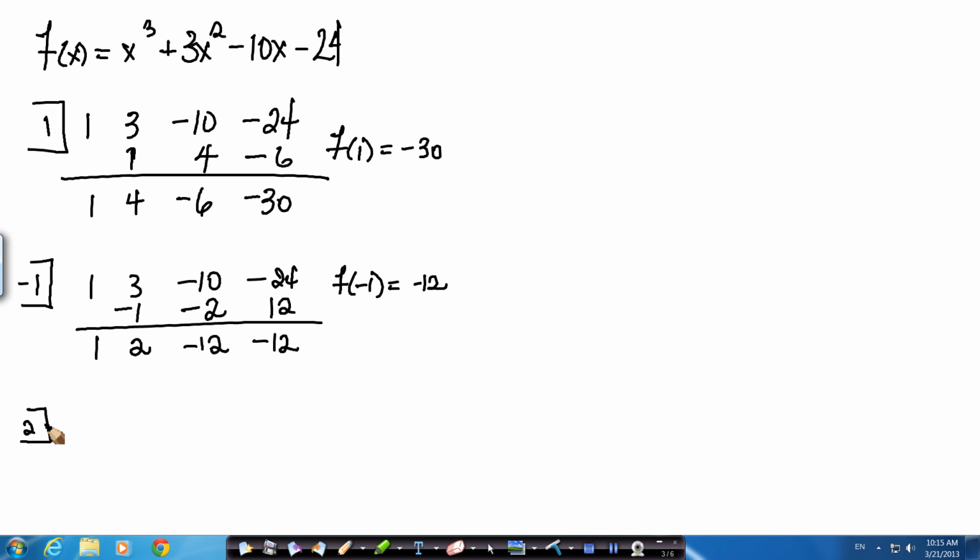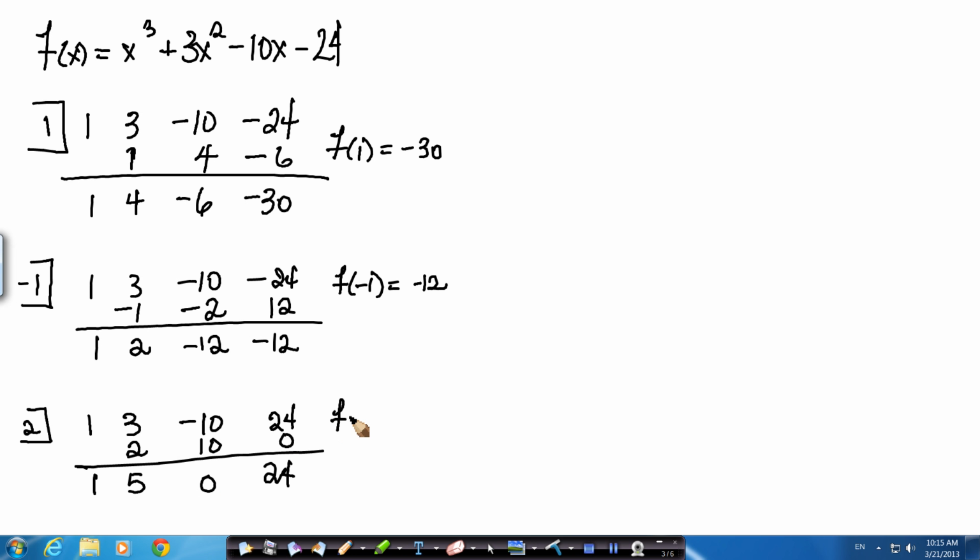Let's try 2. 1, 3, negative 10, negative 24. Draw our line. 1. 1 times 2 is 2. 2 plus 3 is 5. 2 times 5 is 10. 10 minus 10 is 0. 2 times 0 is 0. Negative 24 plus 0 is negative 24. Well, that didn't help us. But we do still know that f evaluated at 2 is negative 24. Alright, let's try negative 2.